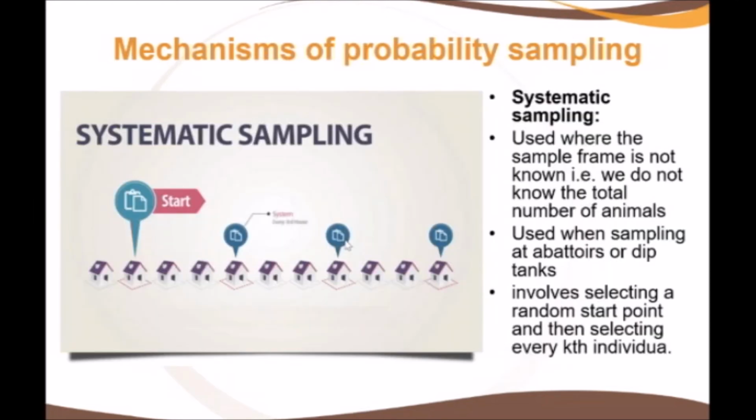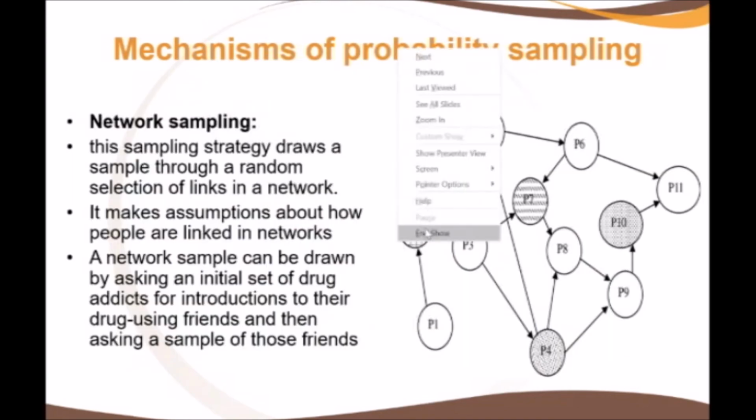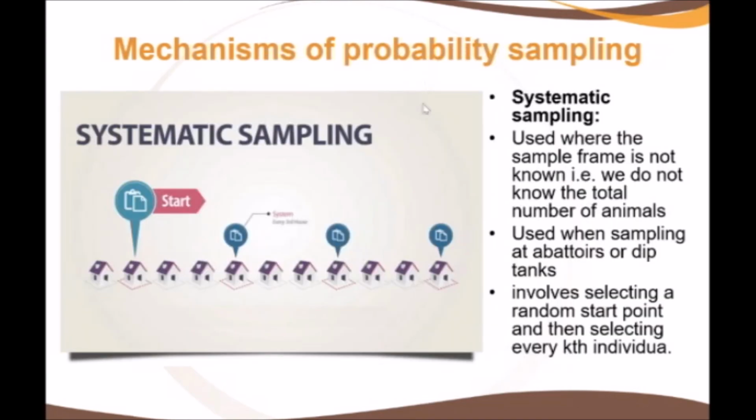Then we have what we call systematic sampling. We use this when we have very large samples and we don't know the total number of animals. Those of us in animal science use this at abattoirs or dip tanks. Say, for example, the whole village is bringing animals to the dip tank. It will be difficult for you to randomly select animals. So in that case, systematic random sampling is the best.